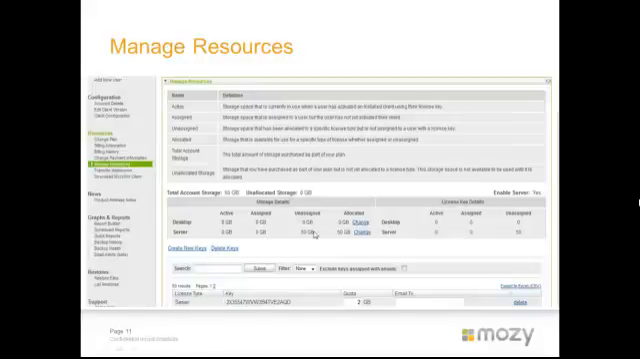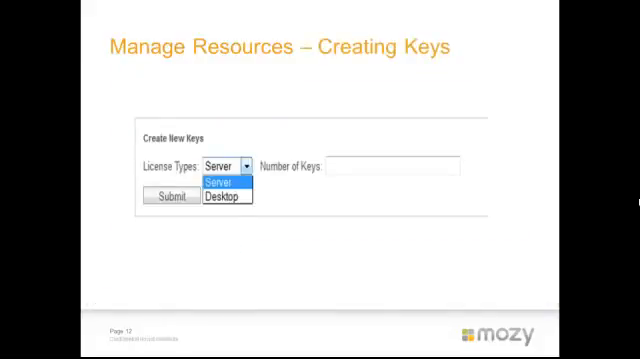From here, you can also create keys, and if you need additional keys, as you now have unlimited keys, you now have the ability yourself to create keys as you need them. Once you click the create key section, you now have a drop down. You select the type of license key you wish to have, a server or desktop, and then you just enter the amount of keys you wish to create, and then you can submit them.